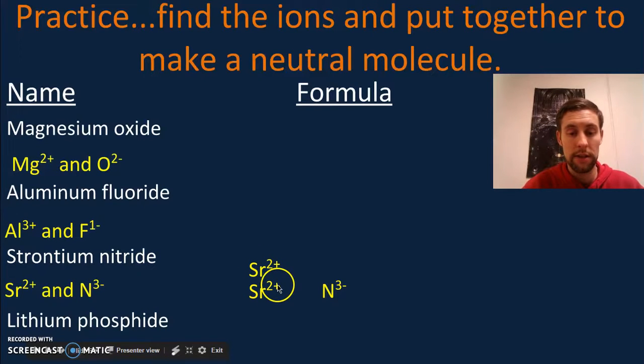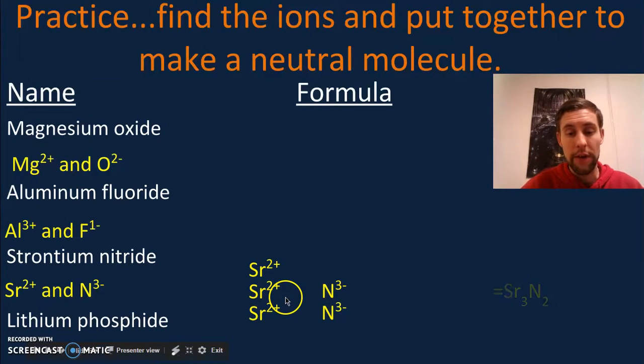We now have 4 pluses and 3 minuses. Still not even. Now we're short on our negative side, so we add in more negatives by adding another nitrogen in there, technically a nitride ion. We now have 6 negatives and 4 positives. So still not even. Now we're short on the positive side, so we'll add another of our positive ion in there. So we now have 3 strontium, 2 pluses, and 2 nitride, 3 minuses. So 6 negatives, 6 positives. Those are even. Those will cancel out.